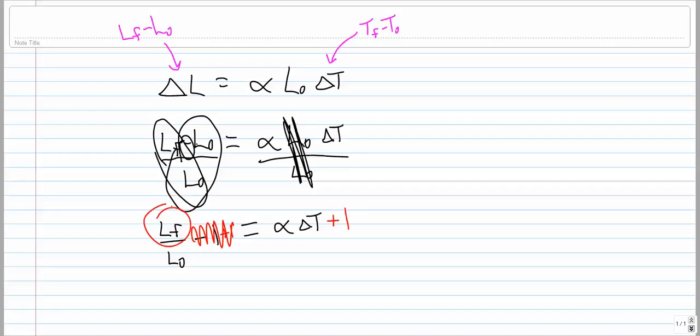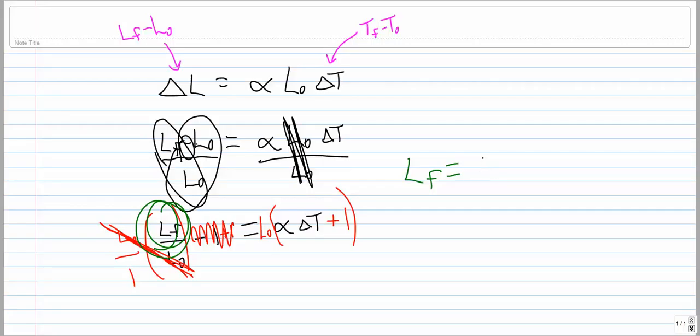And if I'm interested in getting this LF by itself, I'm going to multiply by LO, and so that's going to cancel that out. But if I multiply this side by the original length, I've got to multiply this side by the original length, right? So what I wind up with, and it's getting kind of ugly here, but what I wind up with is LF equals LO times 1 plus alpha delta T.